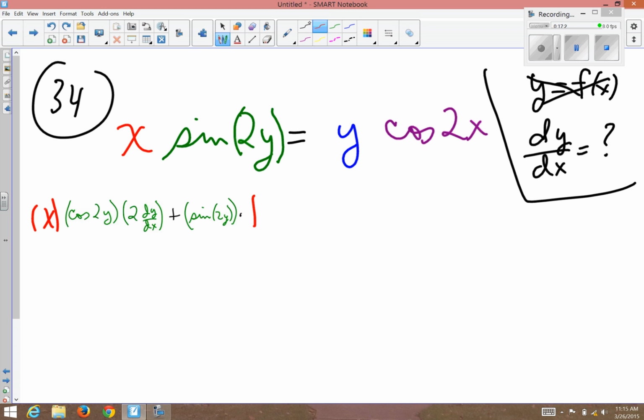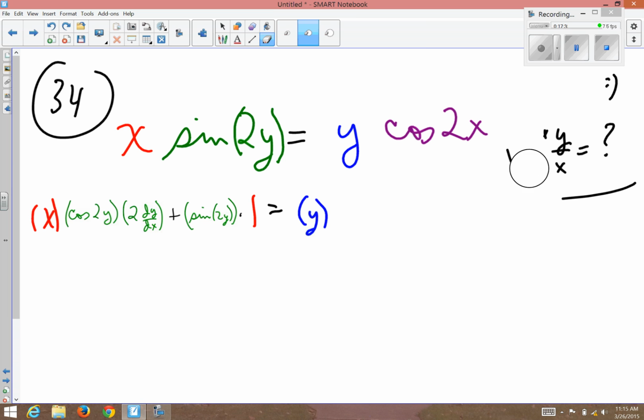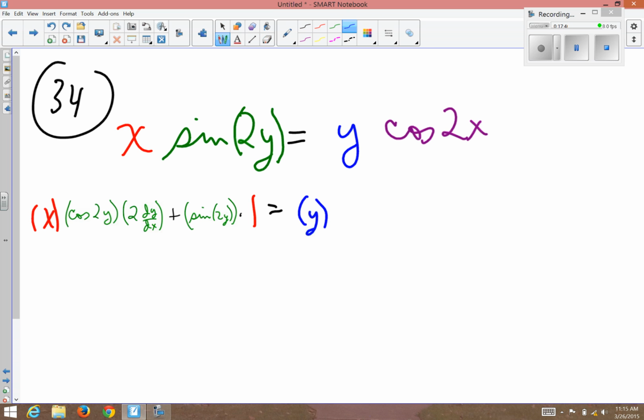All right, so we're at the equal sign now. The other side of the equal sign is also a product. It's blue and purple. The derivative of a product is the first times the derivative of the second. The derivative of cosine 2x is negative sine 2x times the derivative of 2x. That's just 2.